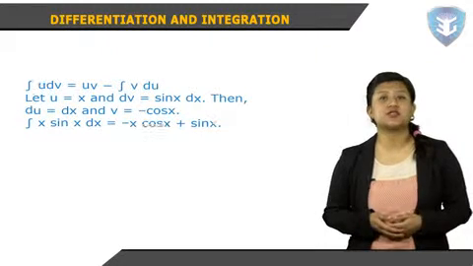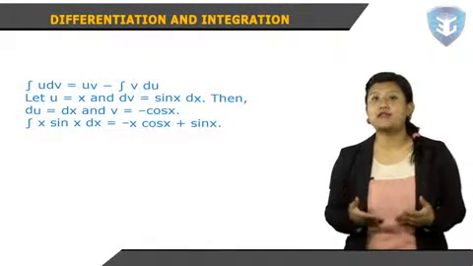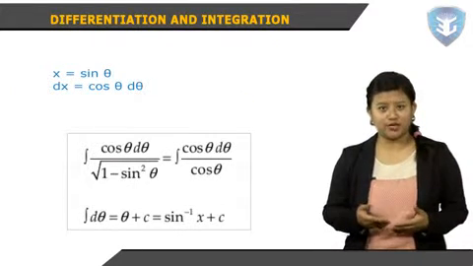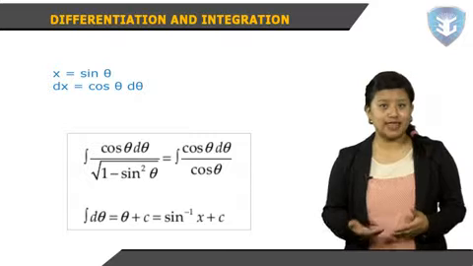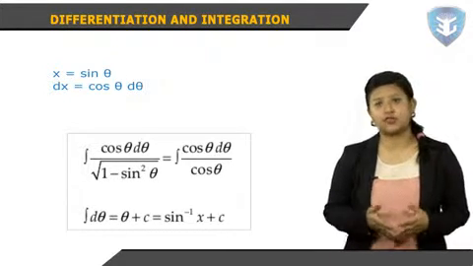Another type of substitution is trig or hyperbolic substitution. Suppose that we have the integral as shown here. If we make the substitution x equals sine theta and dx equals cos theta d theta, then the integral becomes as shown on the screen.